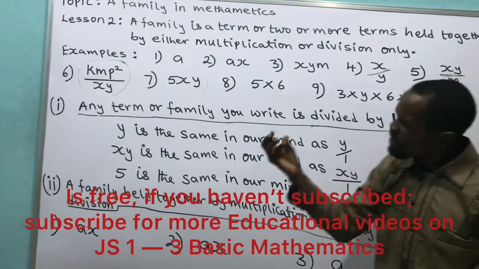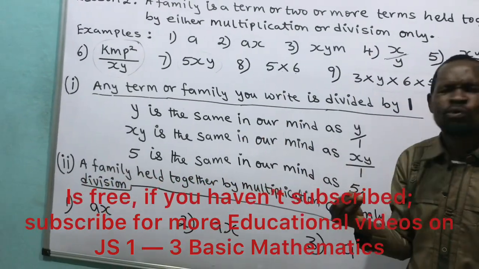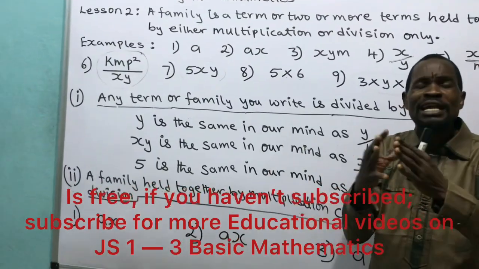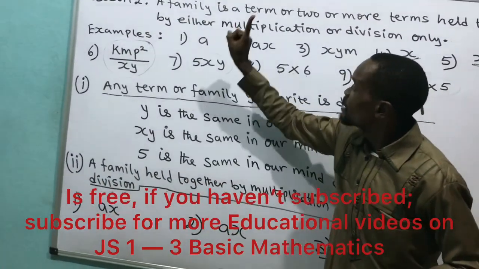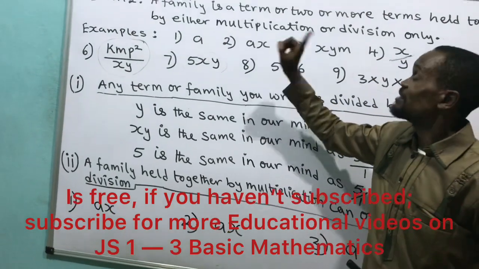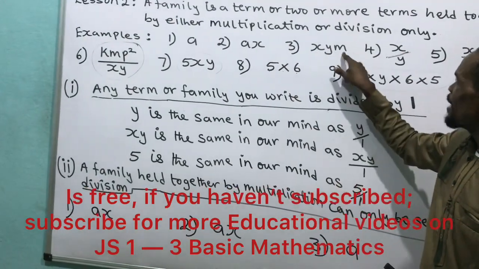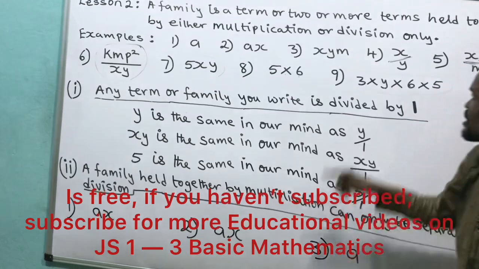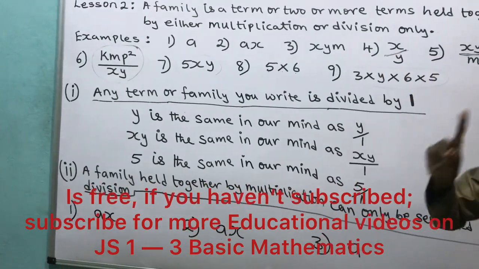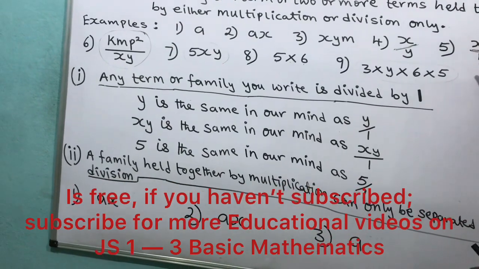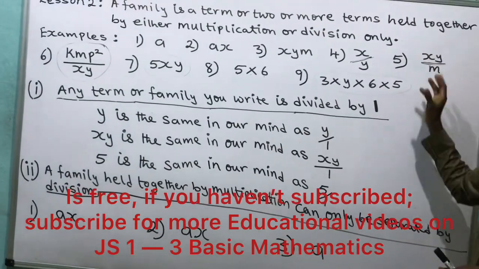If I look at a family, it's called what? One term. That's why we say anything God joined together is what? One. Look at AX, it is one term. XYM is one term because it's a family. Then X divided by Y is a term because it's a family. XYM is a term divided by what?